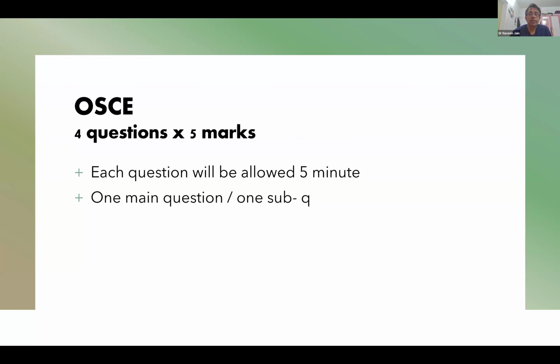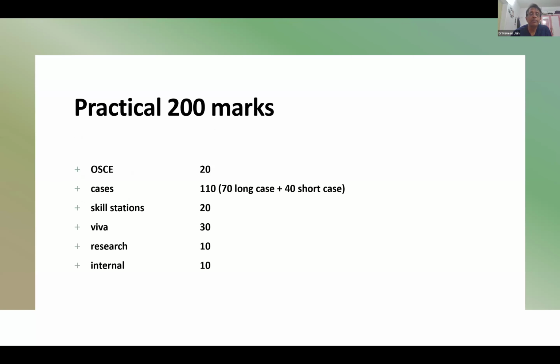OSCE would again mostly be shown as a PowerPoint presentation in a common hall, and the same OSCE questions would be asked across the country. There would be 4 questions with 5 marks each, and only 1 question and 1 sub question, that is 2.5, 2.5. We will not try to break it into 4 or 3 subparts, which not only adds difficulty in evaluation, but also adds difficulty in answering for a candidate. So there would be only 1 main question and 1 sub question.